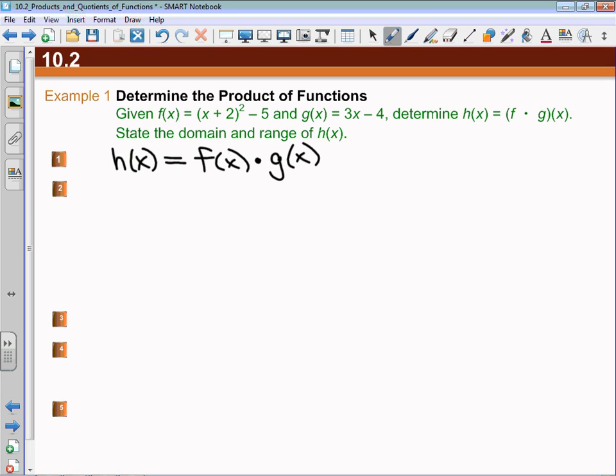And I did the closed dot anyway. Typically, you don't have to when you write like that, but I think it's good to see that more and more. Now, it wants us to state the domain and range of h of x. That's difficult to do without actually determining what it is.